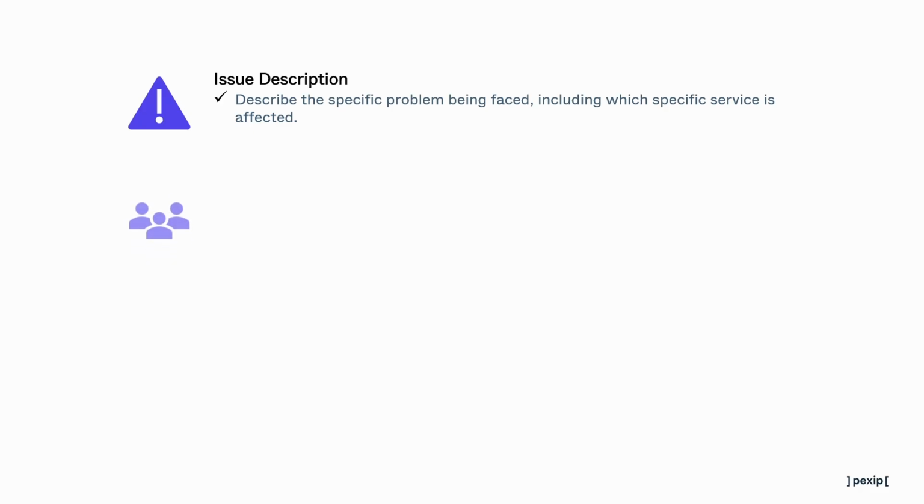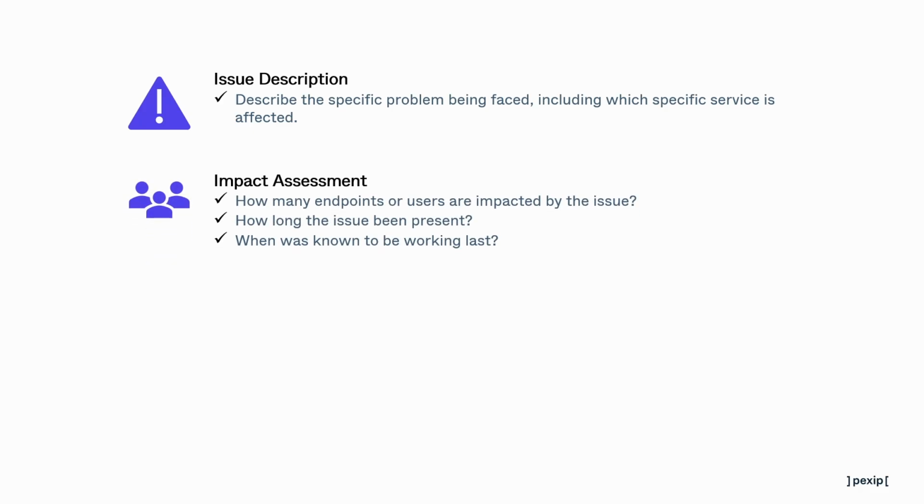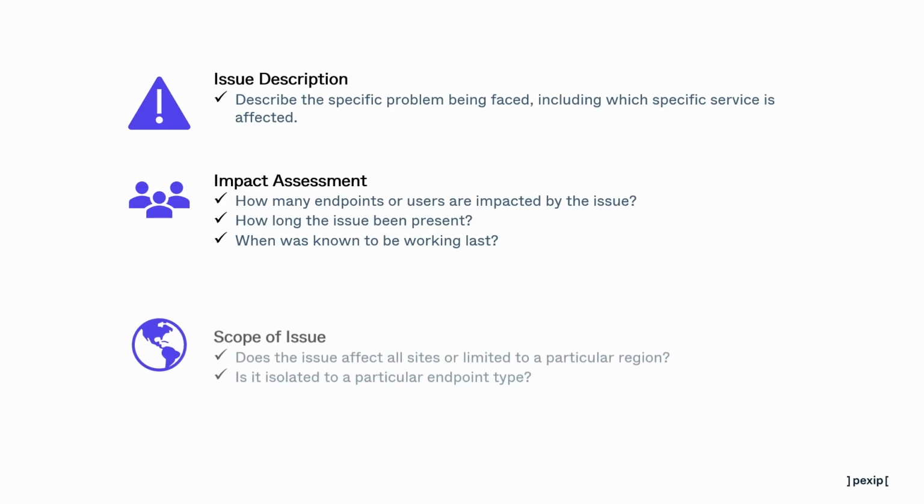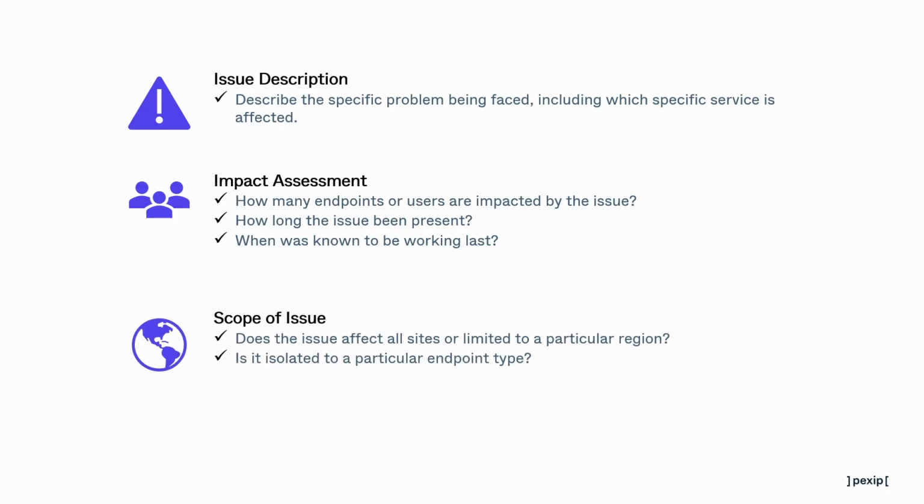State how many endpoints or users are impacted by the issue, how long the issue has been present, and the time at which it was known to be working last. Does the issue affect all sites or is limited to a particular region? Is it isolated to a particular endpoint type?